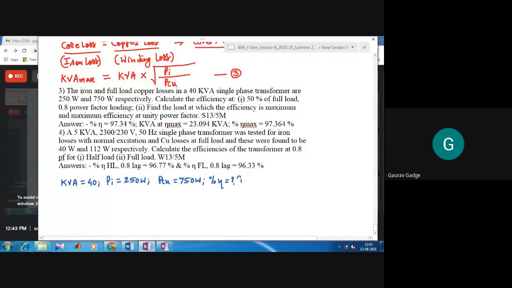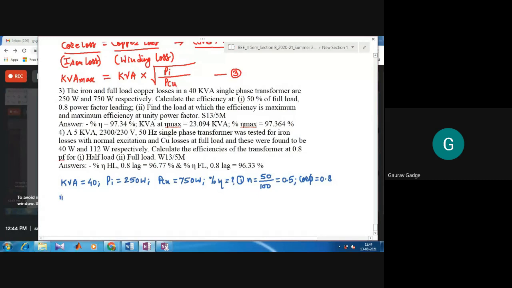But there are conditions. First, at 50% load. What is the load? 50%. So it means small n is equal to 50 upon 100. So how much is it? 0.5. 50% means 0.5. And what is the power factor for this case? cos phi is equal to 0.8.